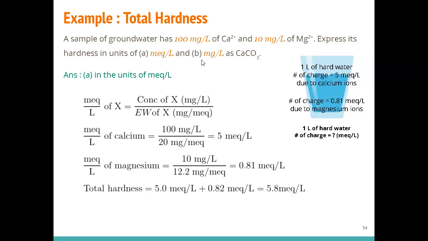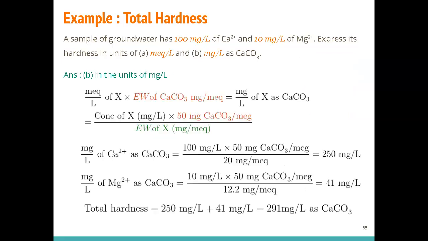And the second part: both of the sub-questions are asking you for the total hardness, but the first one is represented by this unit, and the second sub-question is asking you for this unit, which is a concentration unit as calcium carbonate. So if we turn everything to calcium carbonate, what would be the concentration? That's what the question is asking. If all the hardness is coming from calcium carbonate, what would be the concentration?